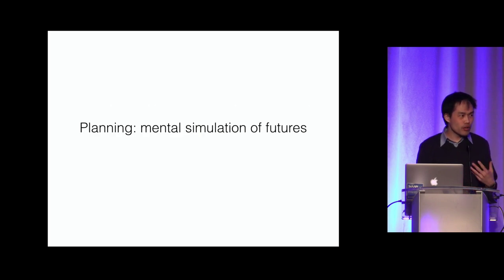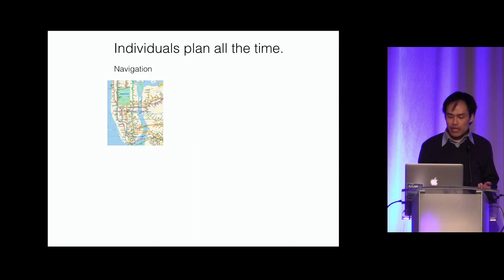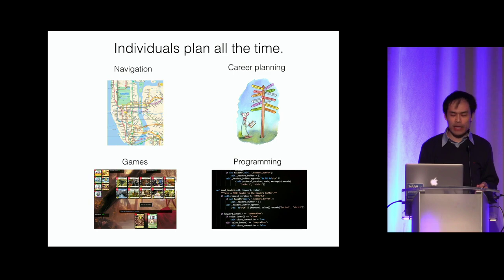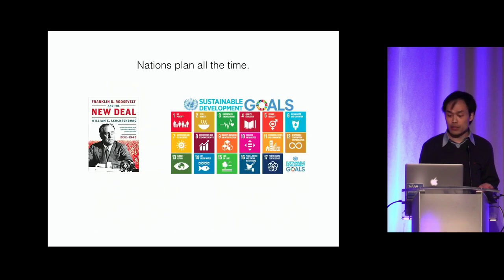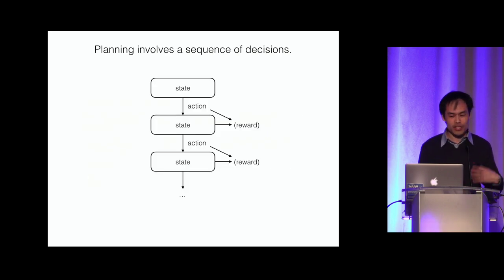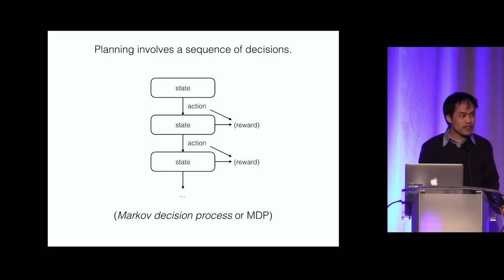The way that I talk about planning is mental simulations of the future. Individuals plan all the time, right? When you navigate, trying to take the subway from A to B, career planning, playing games, programming is even a planning task. Nations plan all the time: the New Deal, the United Nations Sustainable Development Goals. Even I plan sometimes. This is an email I sent to the lab where I try to plan a meeting for planning the projects on planning. Planning involves a sequence of decisions. You go from state to state through actions, then you might get some rewards along the way. Technically, this is called a Markov decision process. And there's nothing more to that.